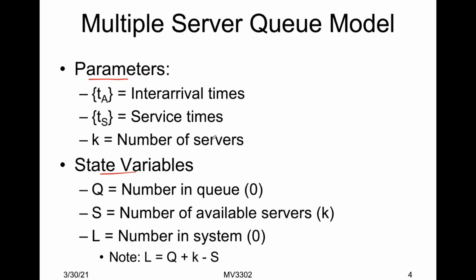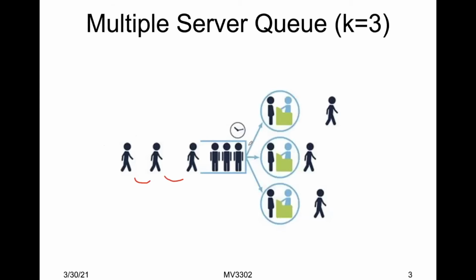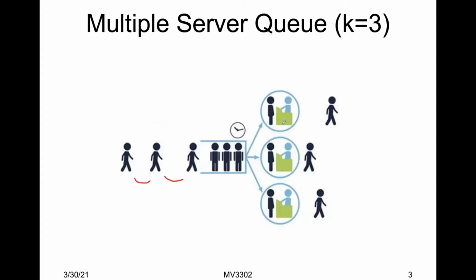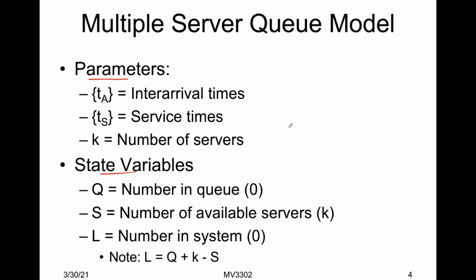The third parameter is going to be the number of servers. So for this model, K is equal to 3. That is, there are 3 servers. The assumption of this model is that that number isn't going to change. So for this model, there are going to be 3 once and for all, and that's it.